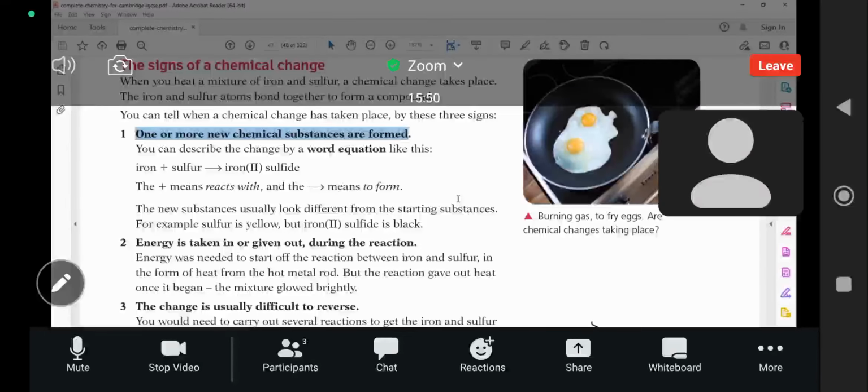Did you study symbol equation in grade 7 first term? Yes. Okay. So iron, ferrum, so Fe. Sulfur, S, gives Fe sulfide, ferrum iron sulfide. So this is the symbol equation. The plus means reacts with. Should I write this below the mixture?